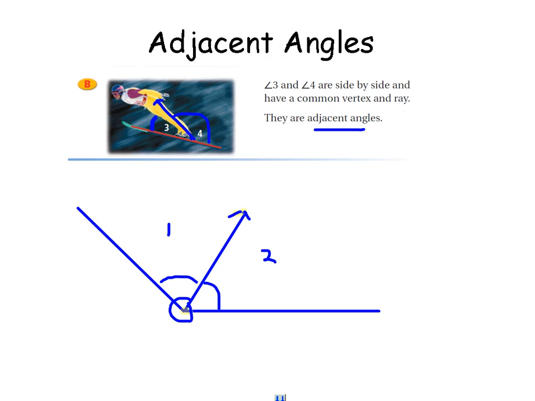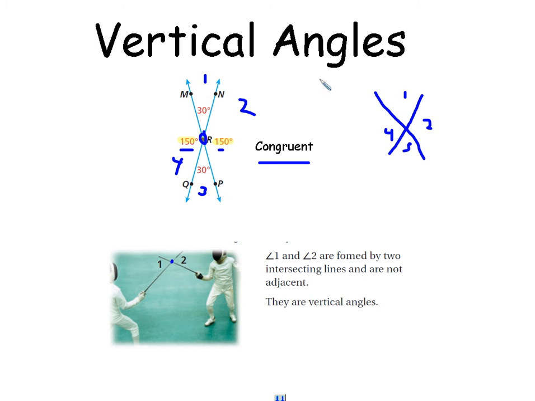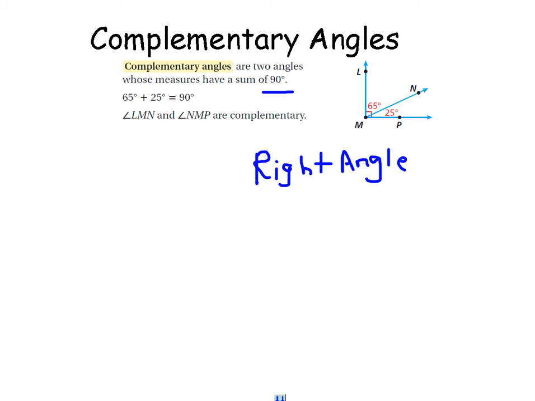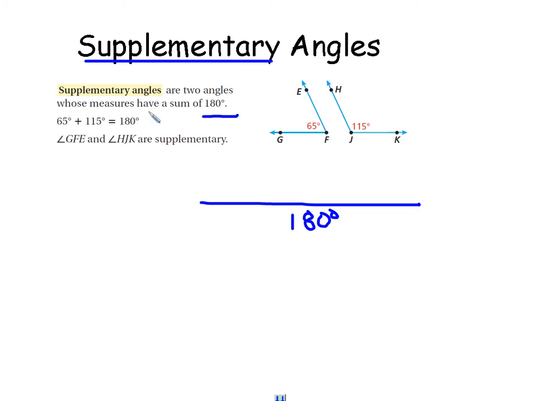Let's review it again. Vertical angles cross. They share a vertex. They make an X type symbol. The two opposite angles are always congruent, meaning the same. Adjacent angles share a vertex, and they also share a ray or a line. They're directly next to each other. Complementary angles are two angles that add up to 90 degrees. It's right to complement somebody. And supplementary angles are two angles that add up to 180 degrees.